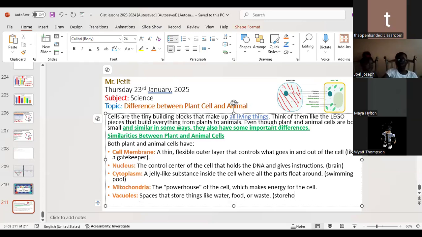It's like the large intestine? Not the large intestine. The large intestine gets rid of the waste. I mean, the large intestine does store it too until you're ready to excrete it. So we have vacuoles. These are spaces that store things like water, food, or waste. So those are the things that both plants and animals have in common.